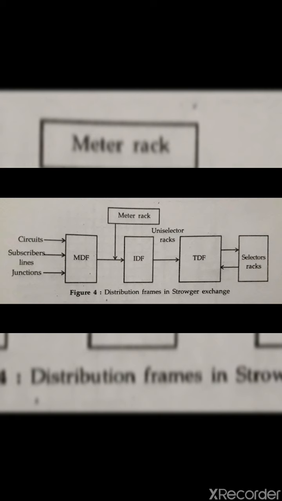Both the topics that we have discussed in this video, trunking diagram of director exchange and distribution frame in Strowger exchange, I hope these both topics are clear to you all.